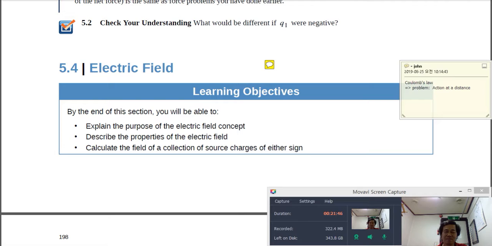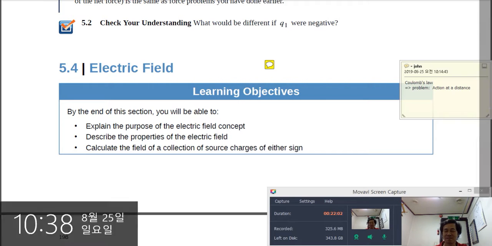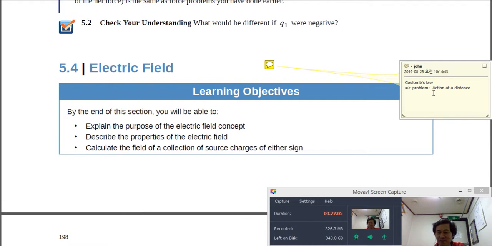Okay, now let me move on to the next section, 5.4, electric field. People note that Coulomb's law has a problem. It is called action at a distance. I don't know whether you can read this statement. But Coulomb's law says that if we have two charges, we have a Coulomb's force immediately. And people note that that is impossible.